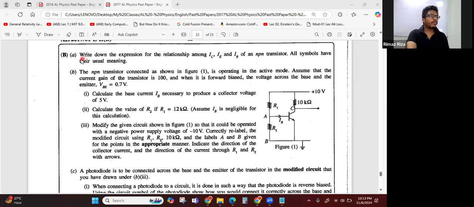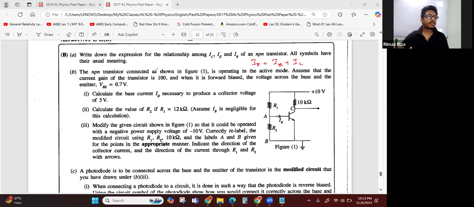Okay. Write down the expression for the relationship among IC, IE, and IB of an NPN transistor, where symbols have their usual meaning. It can be either NPN or PNP, whatever the transistor, it is always IE equals IB plus IC.